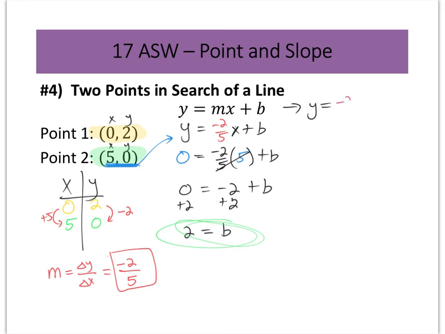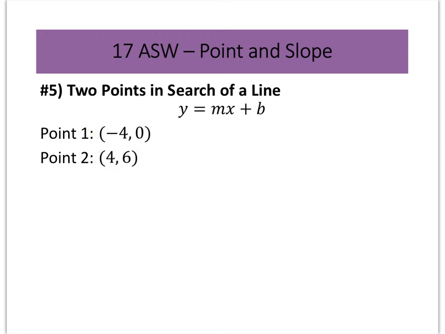m. The m is negative 2/5 x plus b. x plus the b value, or 2. So this is our equation that passes through both of those points. We'll do one more, and you'll try one on your own.